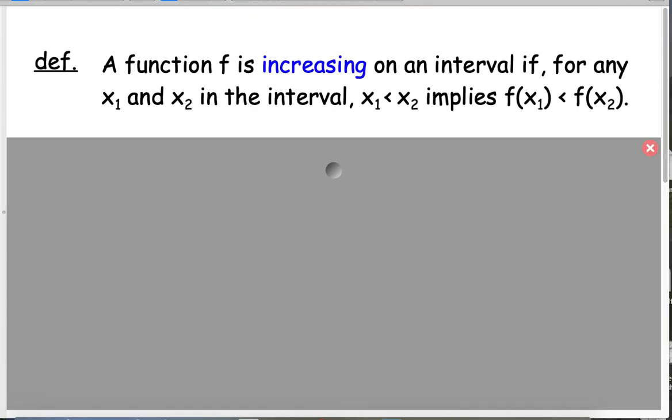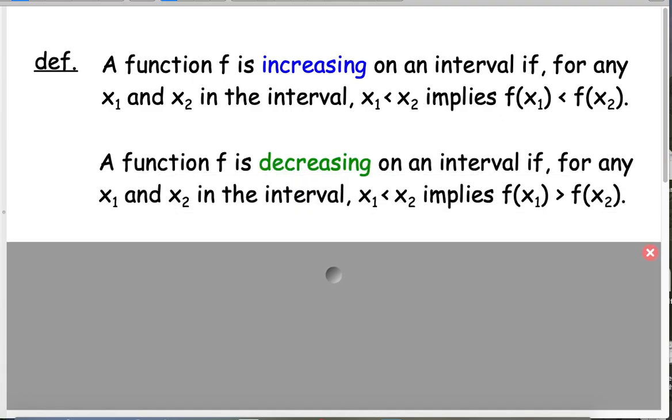When is a function increasing? A function is increasing on an interval. So we talk about it only increasing on an interval, not at a specific point. When we get into calculus, we can talk about increasing at a point. For any x sub 1 and x sub 2 in the interval where x sub 1 is less than x sub 2, so that means on a graph, x sub 1 is to the left of x sub 2, if that's true, that implies that the y value, or the output at x sub 1, is going to be less than the y value for x sub 2.